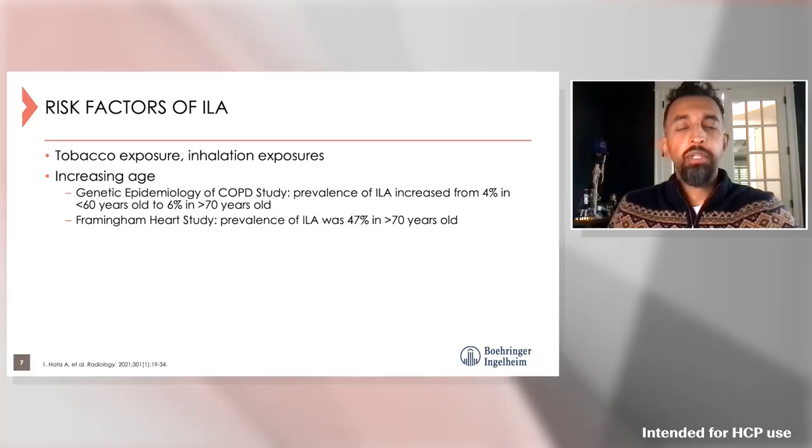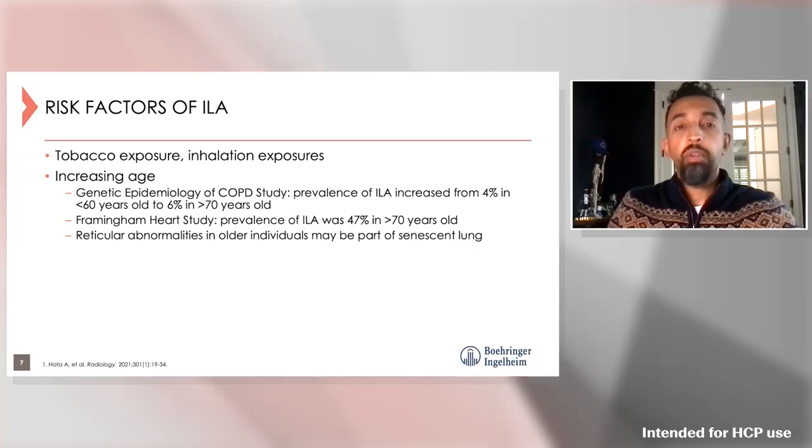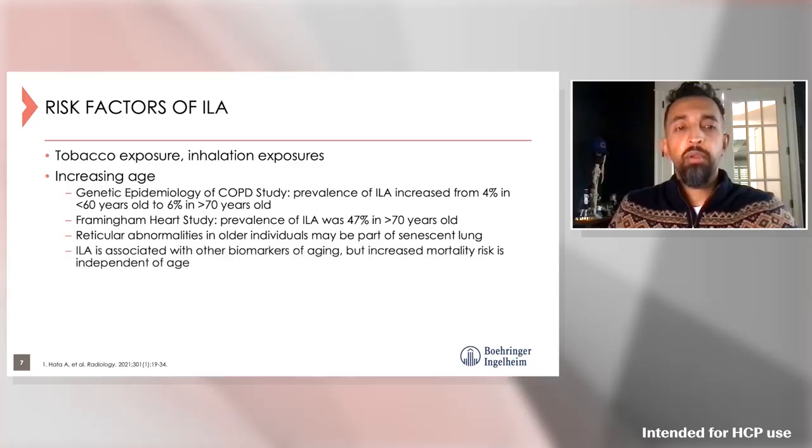Now, when we talk about interstitial lung abnormalities, one of the major CT findings that we see is basilar reticulation. But be aware that reticular abnormalities in older individuals may be present as part of senescent lungs. So we think some of this reticulation may be part of the normal aging process of the lung, and it's important to try to separate out interstitial lung abnormality from these patients with senescent change. In addition, we know that ILA is associated with other biomarkers of aging. However, there is an independent increased mortality risk for having interstitial lung abnormality.